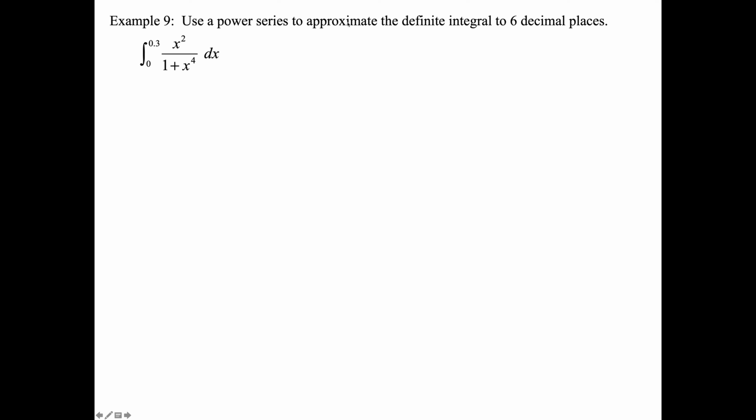Use a power series to approximate the definite integral to 6 decimal places. So we're going to have to recall that alternating series sum theorem that we talked about. So again, what we're going to do here is we're going to take our x squared over 1 plus x to the 4th. We're going to take off the x squared, factor it out. 1 over 1 minus a negative x to the 4th. So a is 1, r is a negative x to the 4th. And we keep the x squared multiplied out front of our summation.